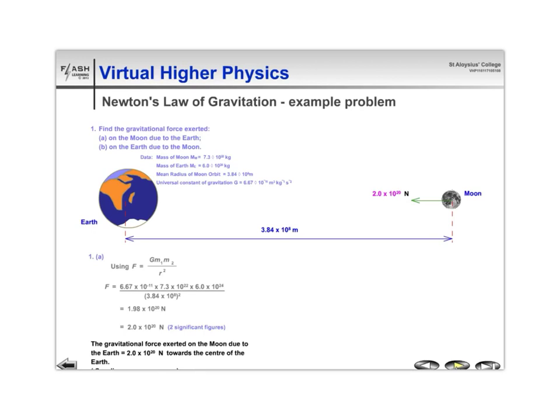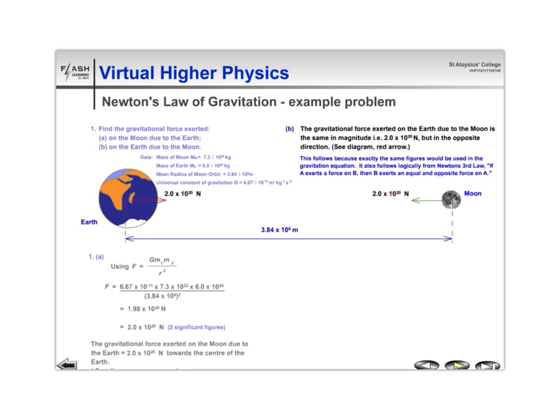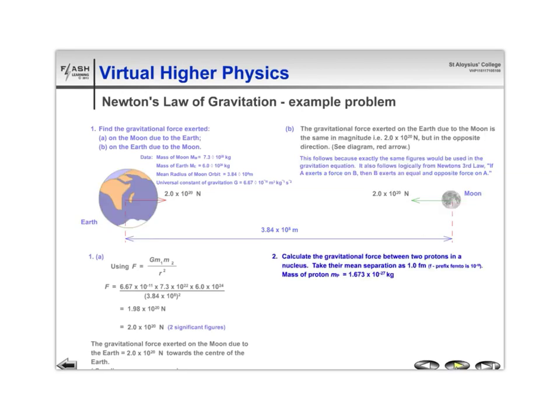And then it asks us about the force on the earth due to the moon. Now, quite simply, by Newton's third law, the magnitude would be the same, but the direction would be the opposite. Okay? But it also follows because if you substituted all the numbers in, you would get the exact same value.